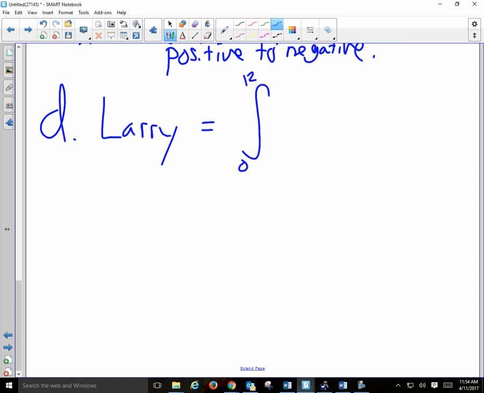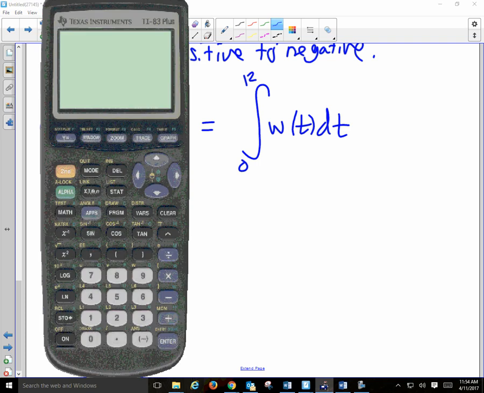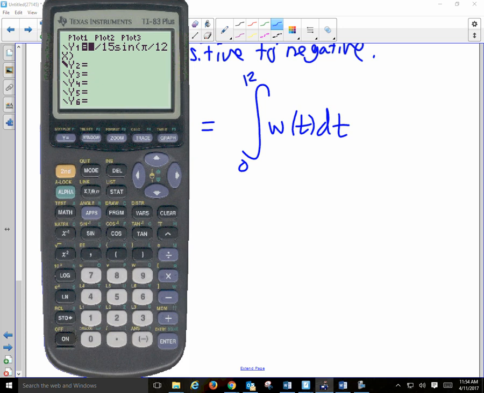0 to 12 of W(t) dt. Now, that's assuming that he doesn't turn around at some point. The problem doesn't state that he turns around anytime. We should really look at the function. I've typed it in. I've got pi over 15 times sine of pi over 12 x.